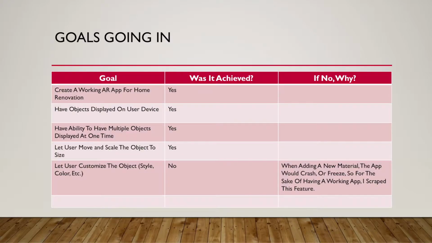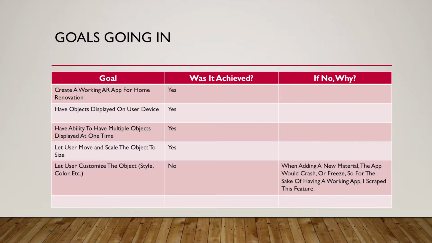The first thing I'm going to go over is just a brief overview of goals I had going into this project. I broke it down between goal, if it was achieved, and if it wasn't, why. So first, right off the bat, was just to create a working AR application for home renovation, which was achieved. Second was to have objects displayed on the user's device, which was also achieved.